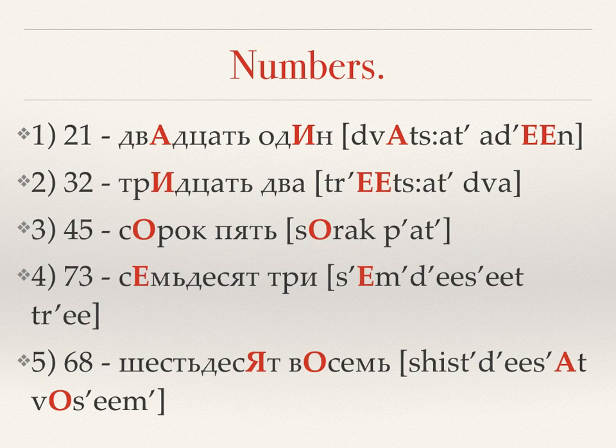Numbers. Now let's see how to pronounce tens ending ones. Number 1. 21. Number 2. 32. Number 3. 45. Number 4. 73. Number 5. 68. As you see, first we name tens, then ones.